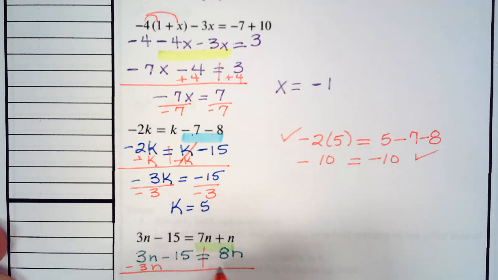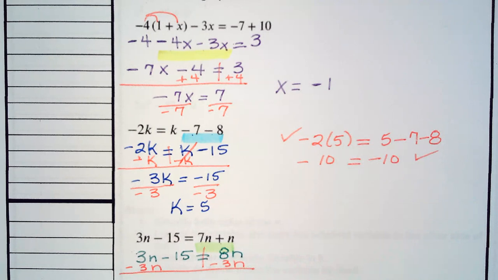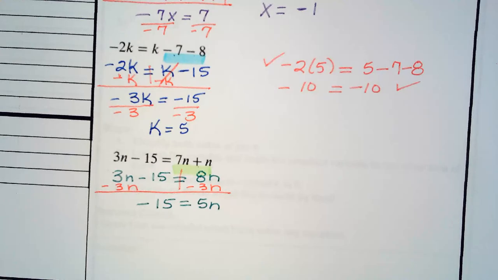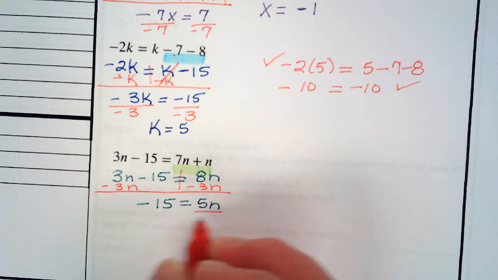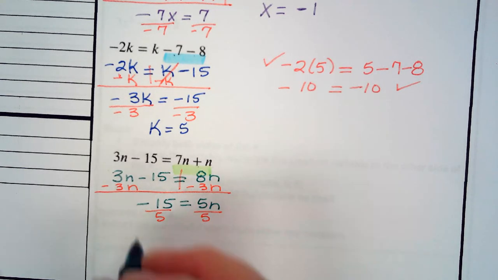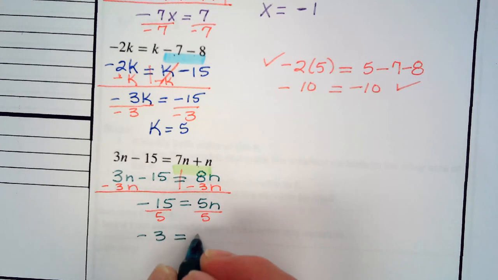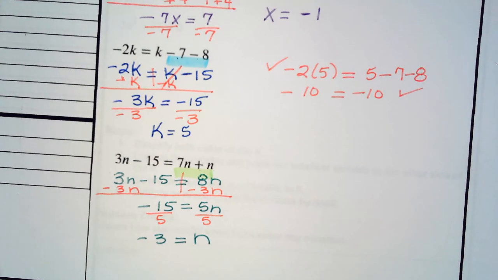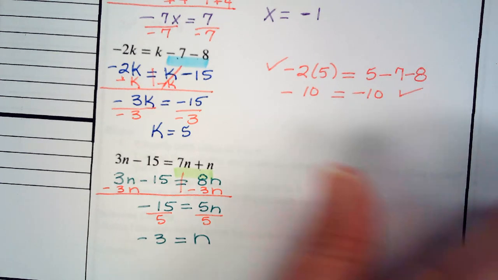Subtract 3n from both sides. Negative 15 is equal to 5n. Divide by 5 on both sides. Negative 3 is equal to n. You can plug it back in and make sure it works. If you're still struggling, back the video up and watch the first part again.